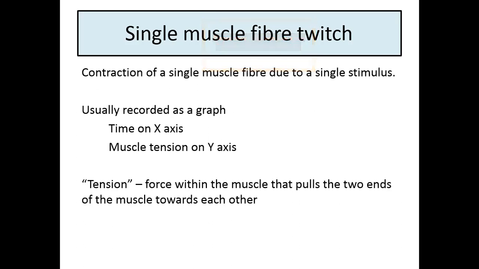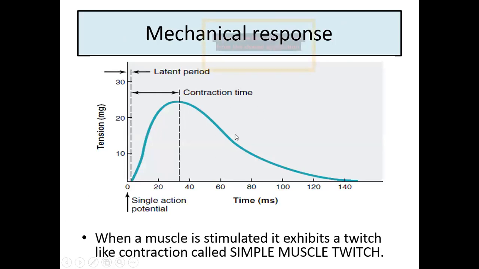Now the graph which is obtained here, when a stimulus is applied, action potential is recorded, and then you get a response. That response is the mechanical response. Okay, it is not an electrical response. The electrical response has led to a mechanical response. So when a muscle is stimulated, it exhibits a twitch-like contraction, and that is called the single muscle fiber twitch, or we call it the simple muscle twitch. Okay, and the curve obtained here we call the simple muscle curve.